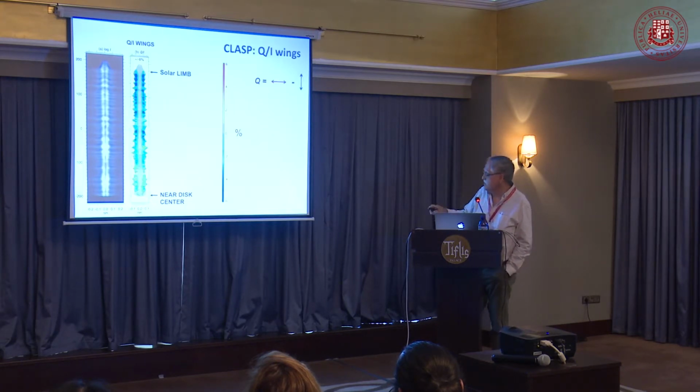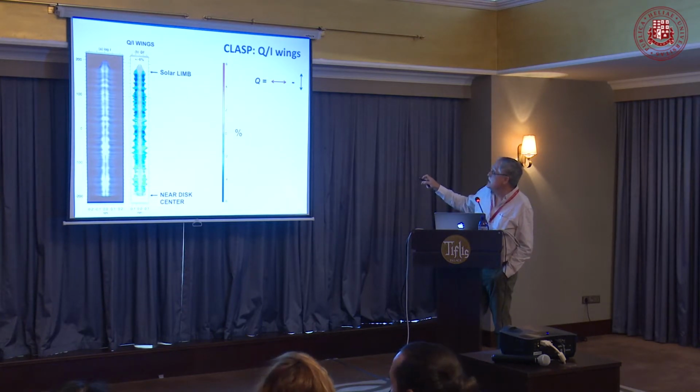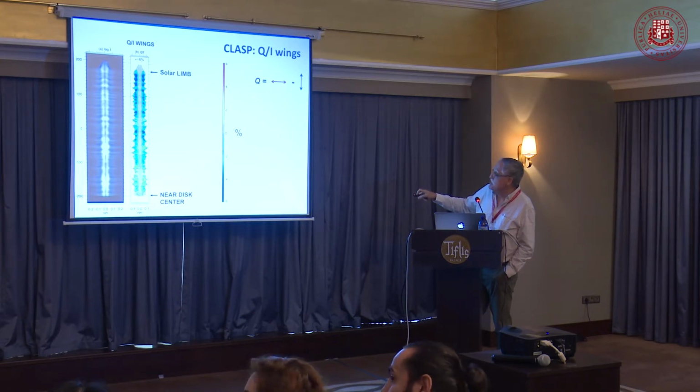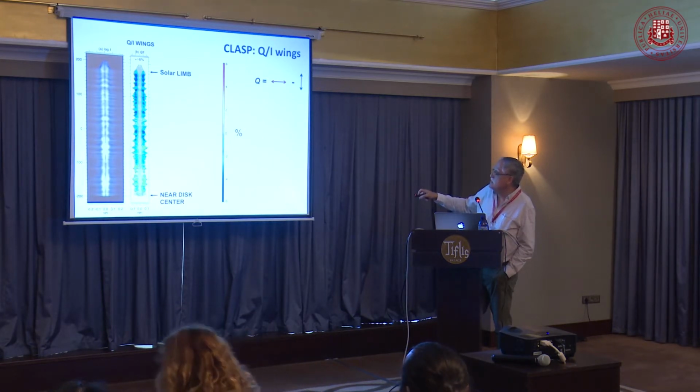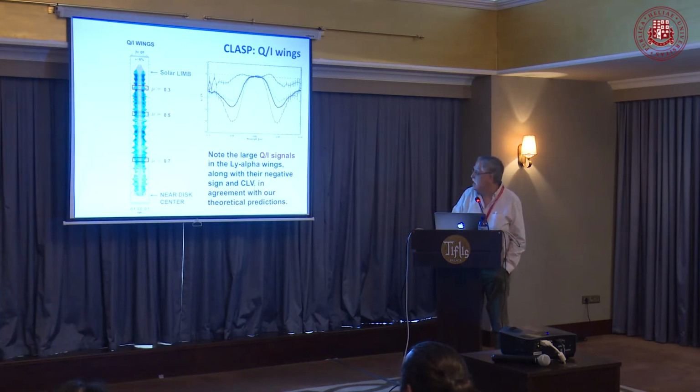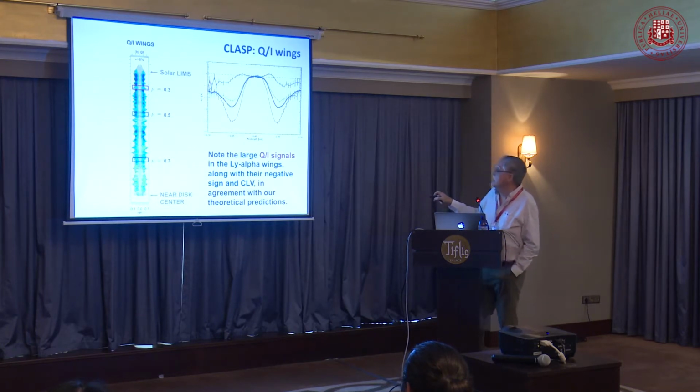And here you have Stokes Q in a scale that is plus minus 6%. Red is positive, blue is negative. You see that the wing signals are very strong, larger than 1%, and they are negative. You see the blue color, and the amplitude is increasing as you go from the disk center towards the limb. And this is in agreement with the theoretical predictions, as you can see here. Very weak signals in the line center, below 1%, and strong signals in the wings, which become stronger and stronger as we approach the limb.